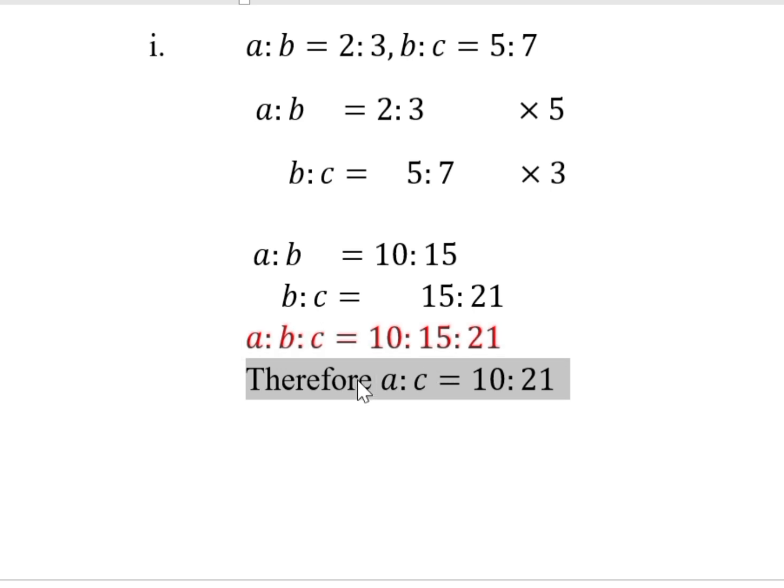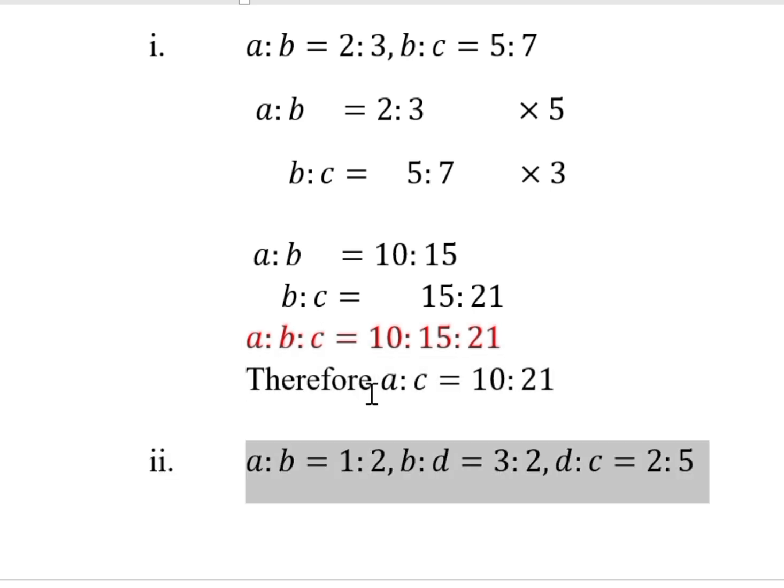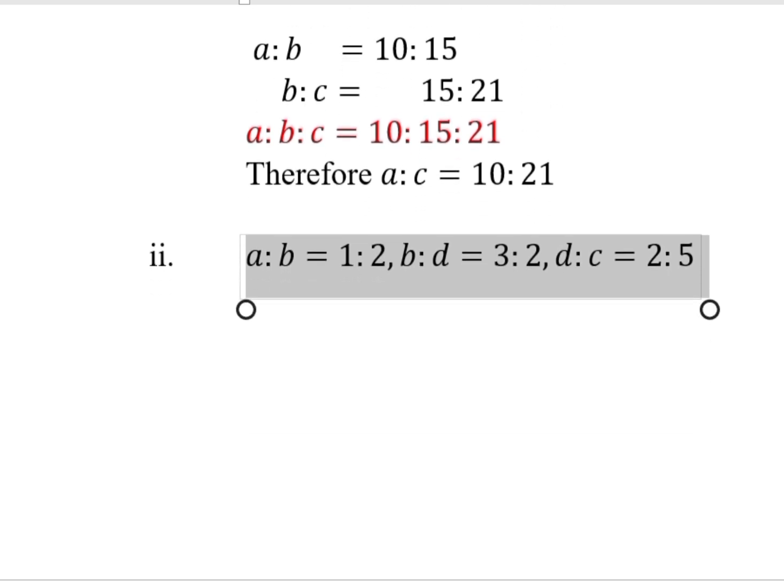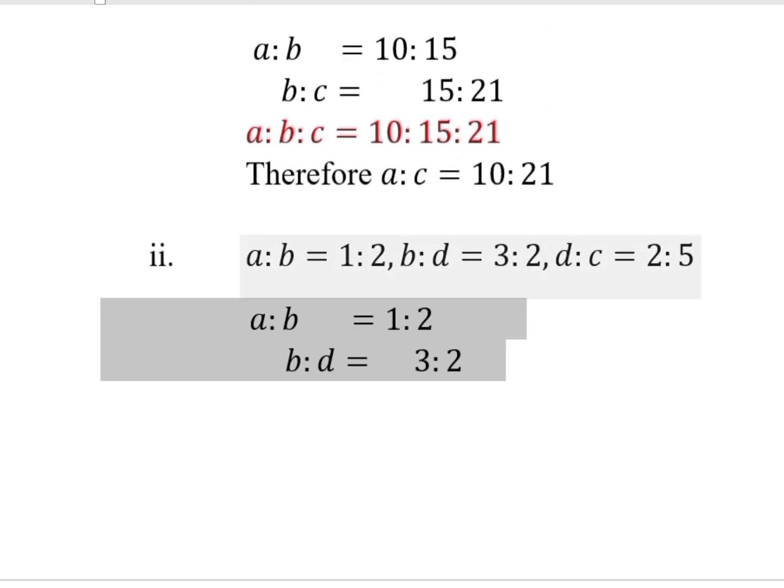The second question is this one here. We shall also do the same. Let's consider the first two sets, this one and this one. So we shall have A to ratio B being equal to 1 to ratio 2, and then B to ratio D being equal to 3 to 2. As you can see, I've written this B below this other B here because they are similar, so that they be in a column form.